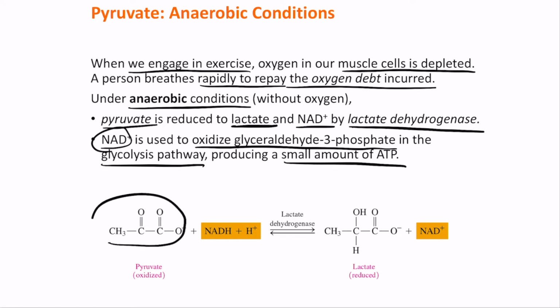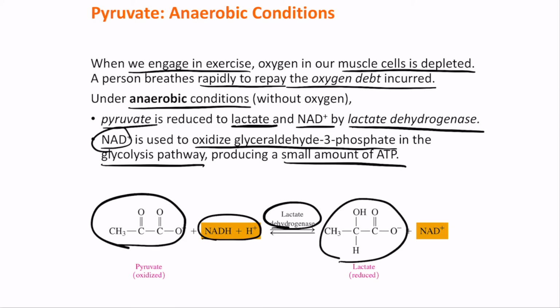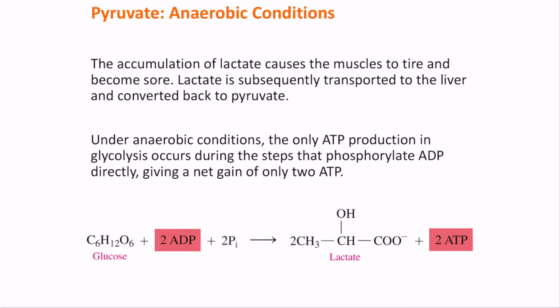So you start with the pyruvate. Notice that there is no oxygen here. So you use NADH and the enzyme lactate dehydrogenase to create the molecule lactate and NAD plus. In pyruvate, when you have anaerobic conditions, the accumulation of this lactate can cause muscles to tire and become sore. The lactate is subsequently transported to the liver and then converted back to pyruvate.